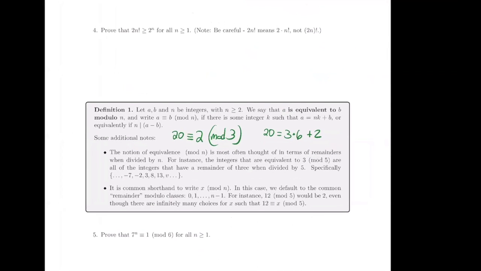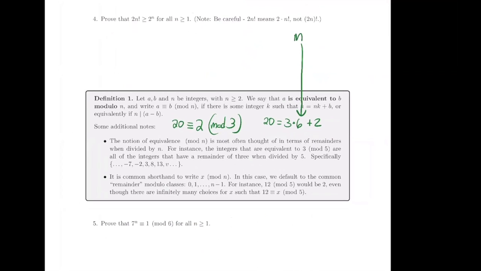And so all we're saying is that if something is equal to 2 mod 3, that means I can write it as 3 times some integer plus that remainder. And that's what we're using in our proof.